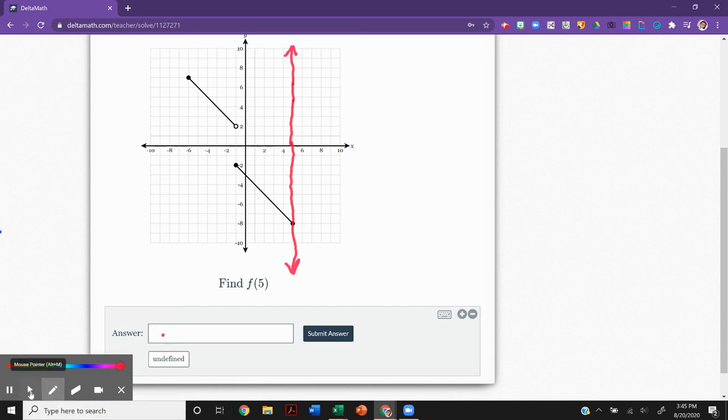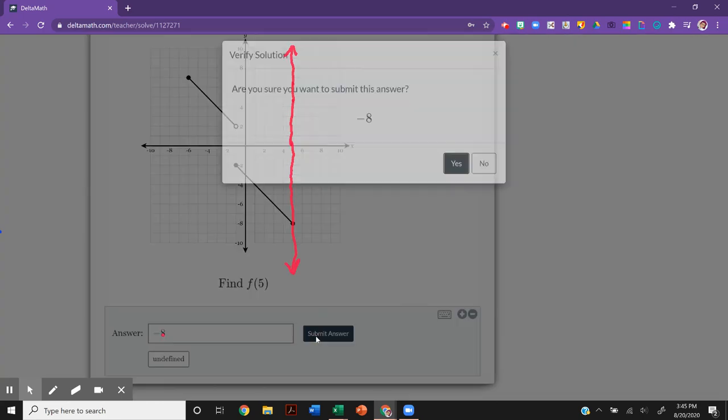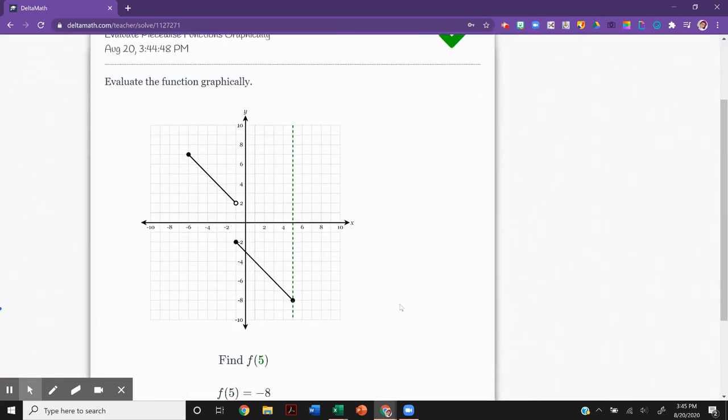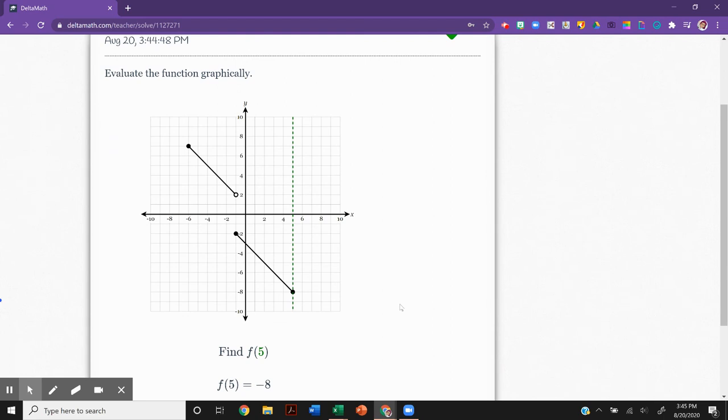Now I don't type in 5, -8. I don't type in the point, I just type in the value that I got for y. So -8, hit submit, yes, and there's my answer. All right, so hopefully that makes sense.